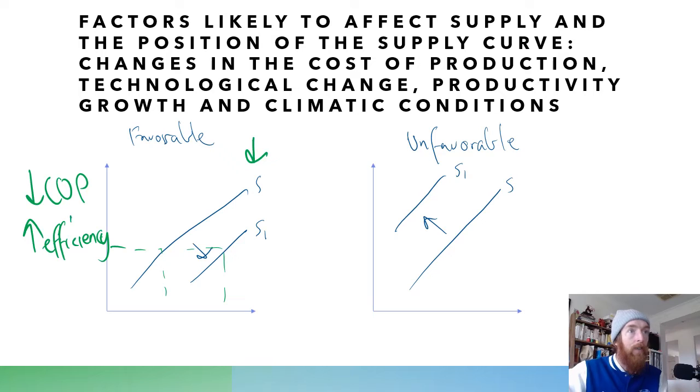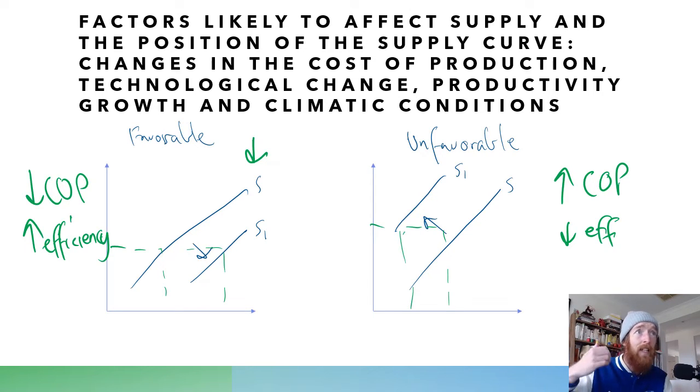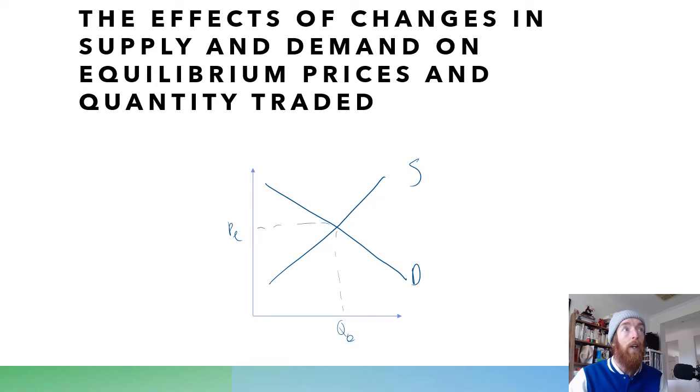When we look at unfavorable, it's the opposite. Anything that increases our cost of production or decreases our efficiency is going to cause that, where less is supplied at the same price. It can be things like technological change, productivity growth, climatic conditions. If there's a bushfire, we're going to be less productive, and that's going to cause an unfavorable shift in supply.